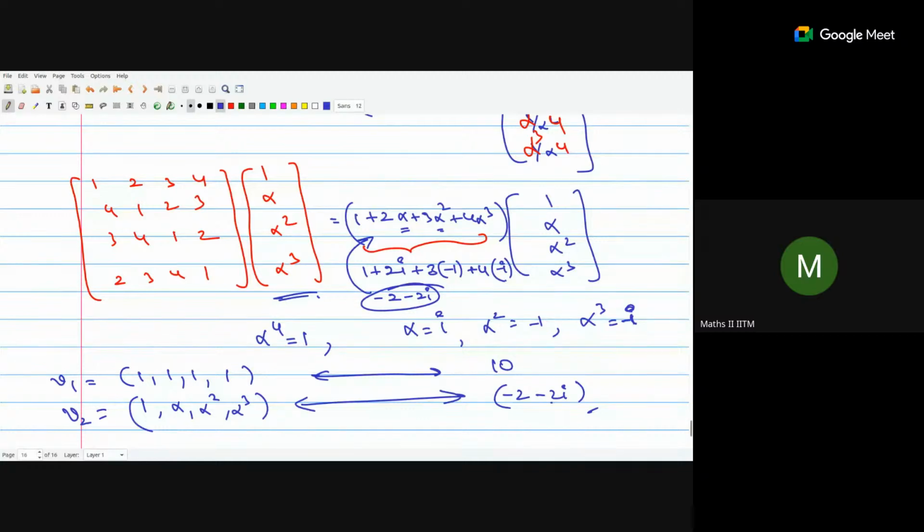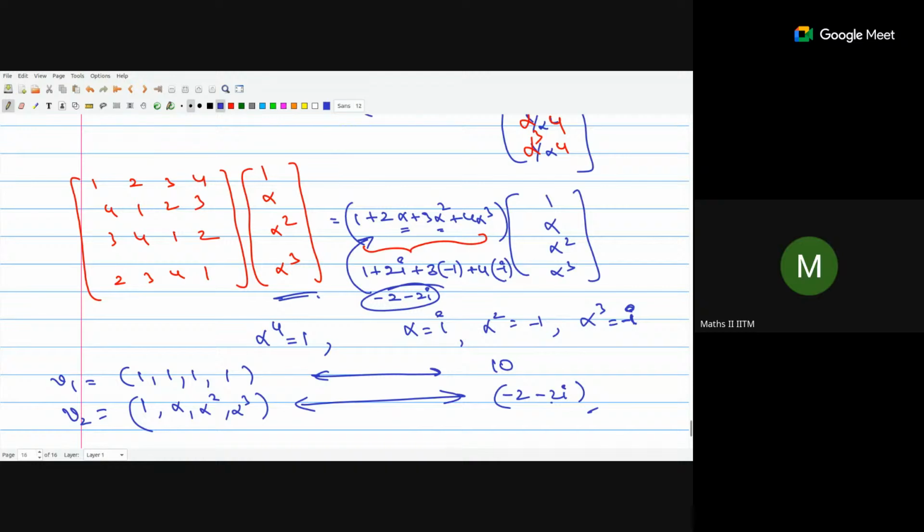If I take a 5 cross 5 circulant matrix, then the eigenvectors will be of the form 1 alpha alpha square alpha cube alpha power 4, where that alpha will be satisfying the condition alpha power 5 is equal to 1. So it comes from the fifth root of unity.